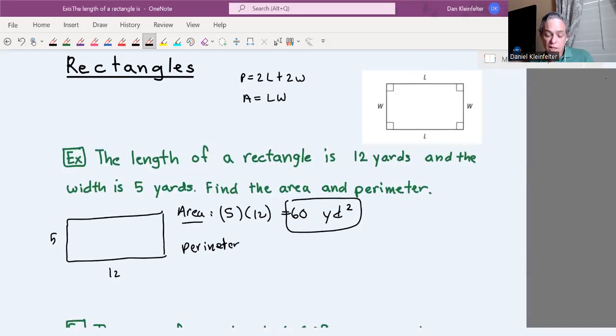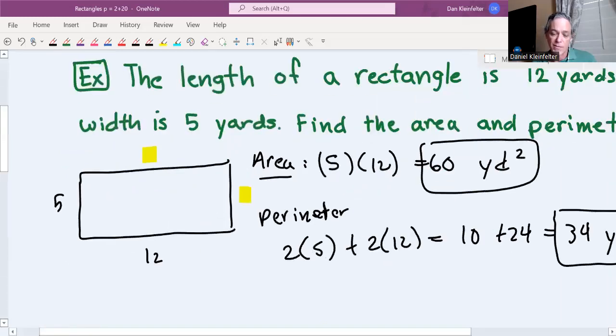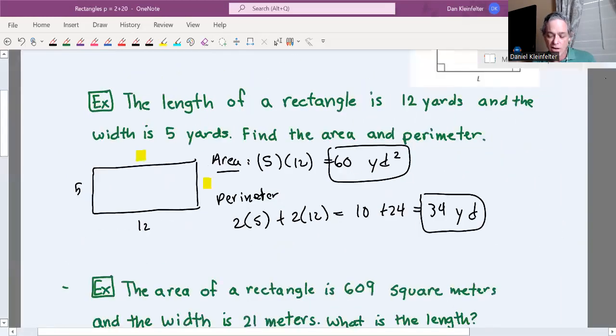Perimeter, there's going to be 2 sides of length 5 and 2 sides of length 12. So that's 10 plus 24, or 34 yards. By the way, it's really common for people to miss sides that are not labeled. You might have thought the perimeter was going to be 17 here. But remember that just because we didn't label a length, it doesn't mean that it's not there. So the 2 yellow marked pieces of our picture should have a 5 and a 12 in them, right? Those sides count even though they don't have a number on them.